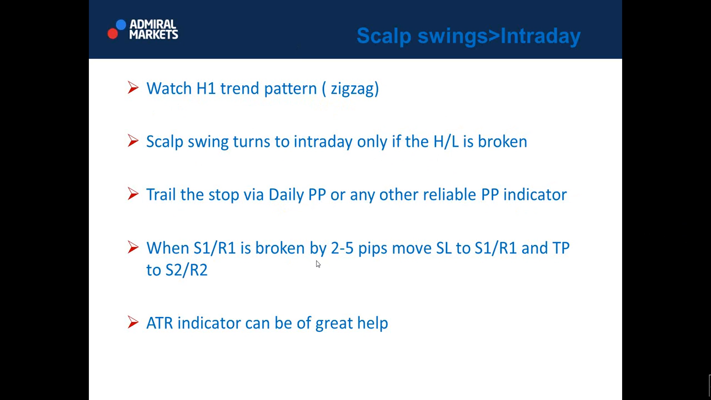When S1, R1 is broken by 2 or 5 pips, move stop loss to S1, R1 and target price to S2, R2. ATR indicator can be a great help for starters.